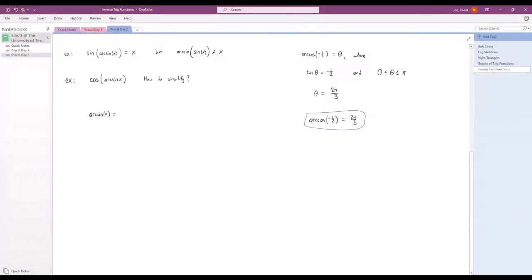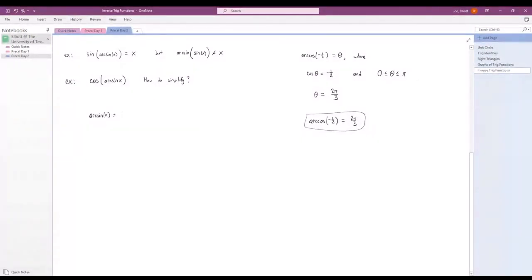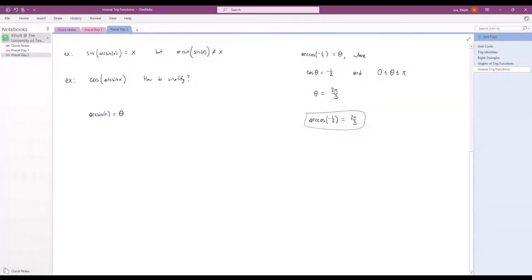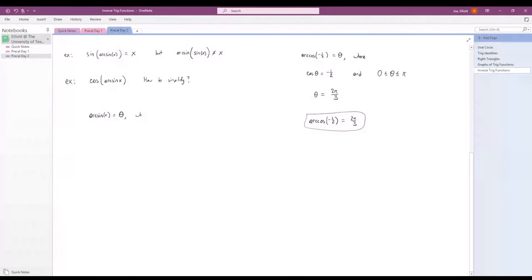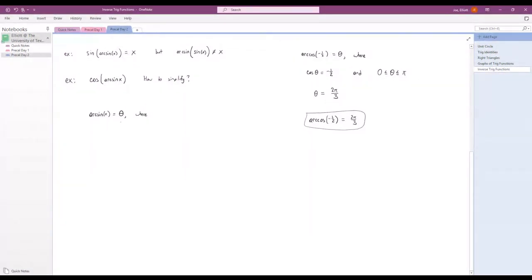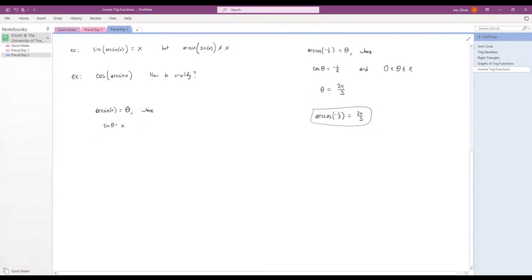So the way I think about it is, arcsine, remember the idea of the inverse trig functions is they give you an angle. So arcsine of x gives us an angle theta, where sine of theta returns the value x. And then there's a restriction that the angle is also between pi over 2 and minus pi over 2.